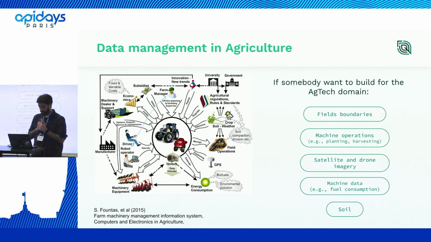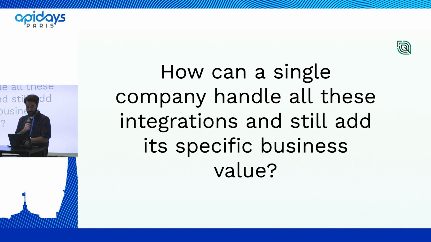So if somebody wants to build in the agtech domain, normally we do a farm management information system that has this architecture. A lot of things happen in the farms, normally driven by tractors and combines. And somebody would have to work with field boundaries, machine operations, satellite, machine data, and soil data. So it would be very complex to build in this environment.